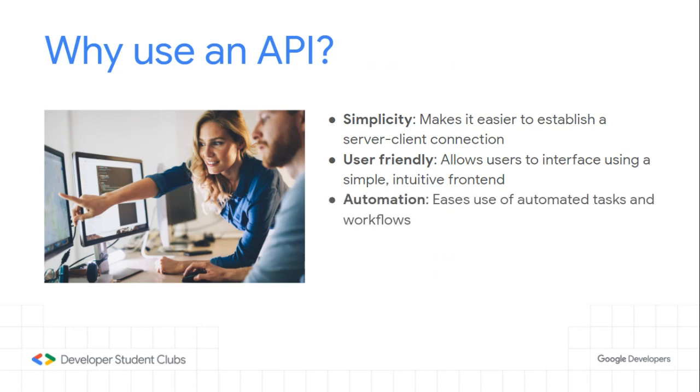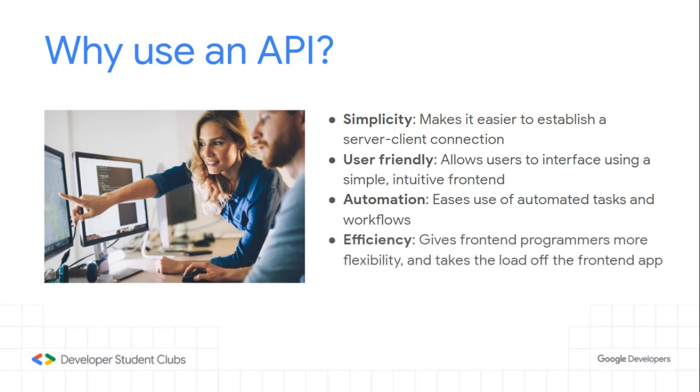From automation, it can ease automated tasks and certain workflow types. So that's really useful today because automation is starting to really take off in the industry. And efficiency, it gives us as front-end programmers a lot more flexibility. It can take the load off of the apps that we use or the websites that we use. So we have two separate things and each of them does their task really well, but they're separate, so the workload is reduced.